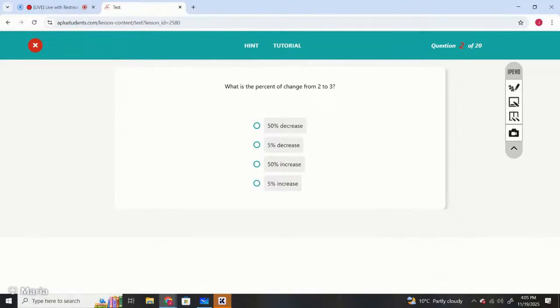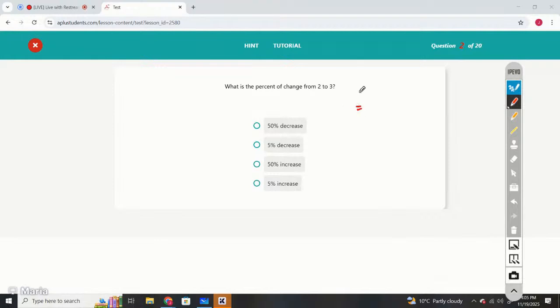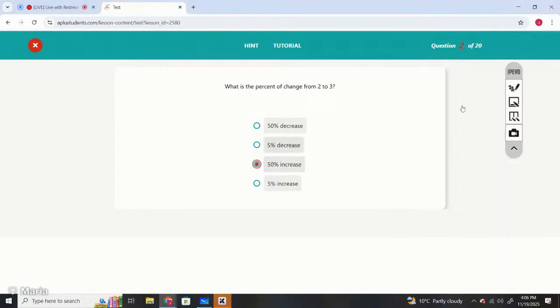What is the percent of change from 2 to 3? So that is an increase, right? So amount of change is 3 minus 2, which is 1, and the original amount is 2. So that is a 50% increase. If the amount of change is positive, that means that is an increase, right? So 50% increase it is.